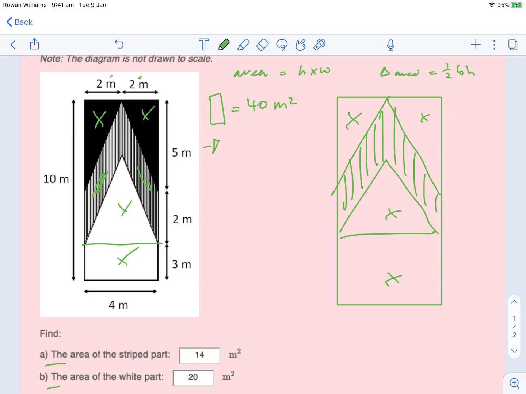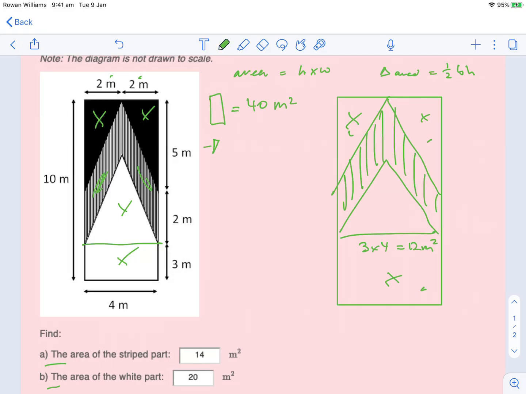So let's start with the easy one down the bottom here. I'm going to work out this rectangle here, and that's going to be 3 times 4, which equals 12 meters squared. That's what the bottom rectangle is. So now if I take that away, I'm just left with the area here, here, and here. But I want to take away the rest as well.